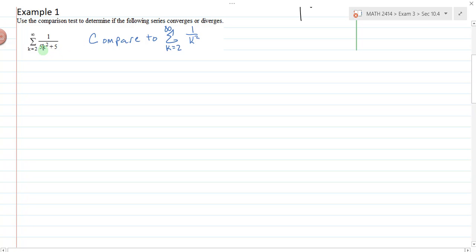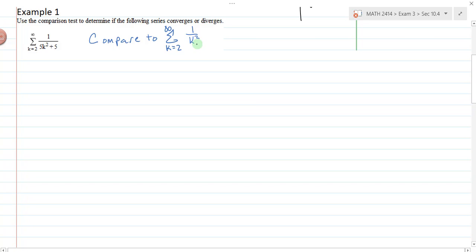Because as we're going off to infinity, you're multiplying infinity squared times 5. It's not going to really matter all that much in the long run. And if you add a constant to infinity, it's not going to matter that much in the long run. When you're trying to decide what series to compare your series to, just strip away the constants and look at the variables here. So we want to compare it to this.